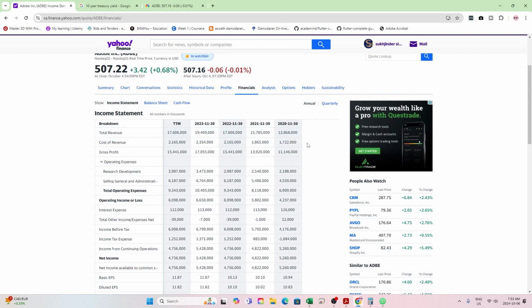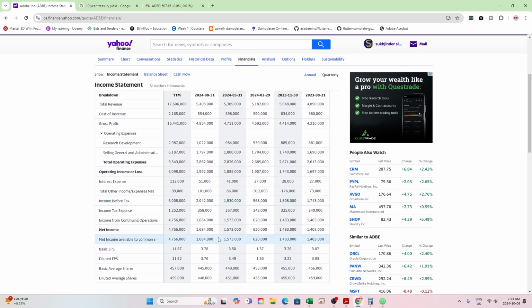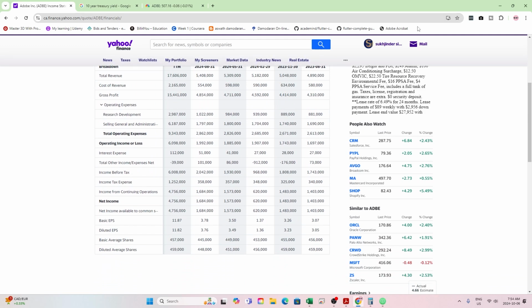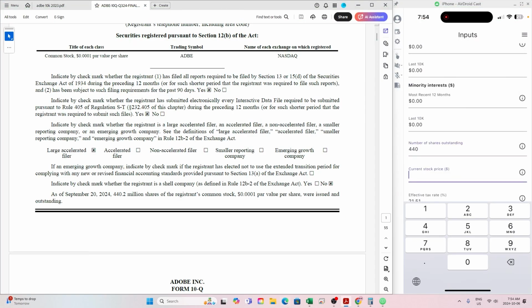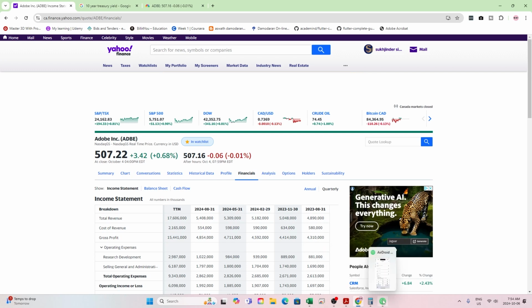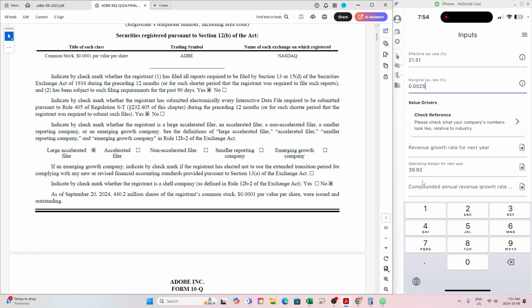In their income statement, you can see, this is not a current data. They have updated in 31st of 8th month, but we have latest data in our 10Q, so we will use that information. For current stock price, you can also refer to Yahoo Finance. It's currently trading at $507. And marginal tax rate is 25%.